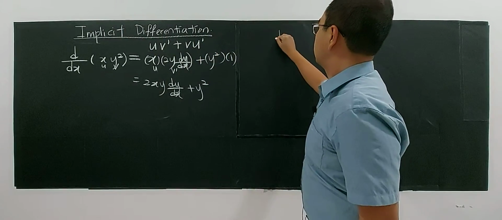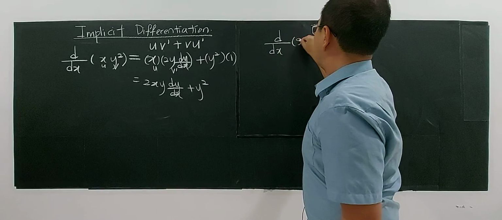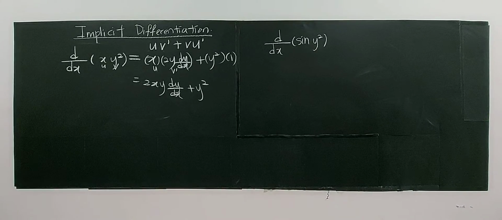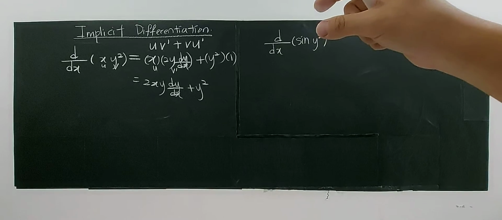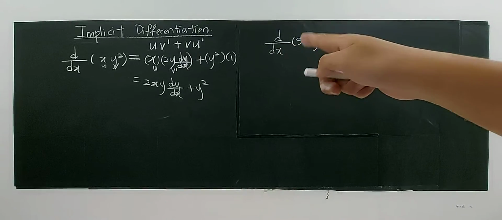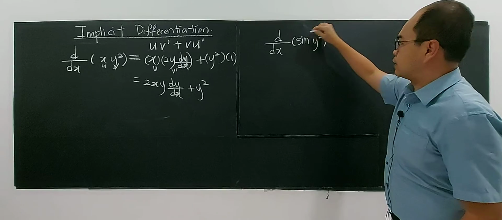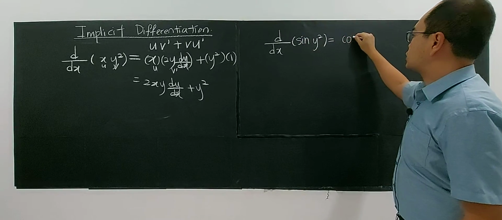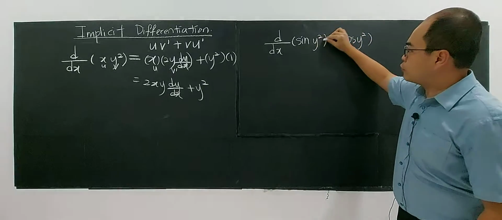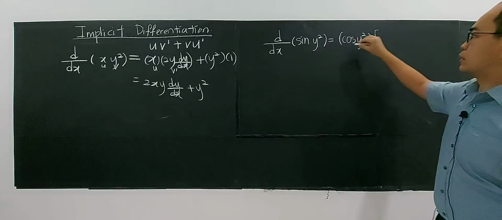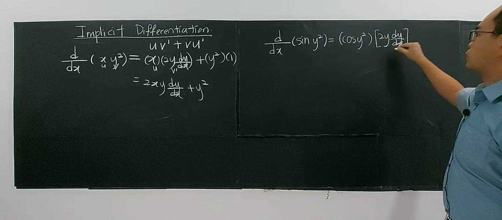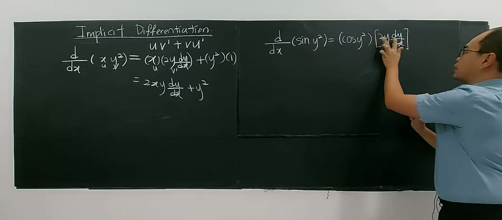For example, d/dx of sine of y to the power of 2. You must be very good at the technique of differentiating exponential and trigonometric functions before watching this video. Differentiate sine, and you get cos, so you get cos(y squared), keeping the angle inside. The second step is to differentiate the power inside the sine, so it will be 2y dy/dx. Remember, if you differentiate y squared, you get 2y dy/dx.